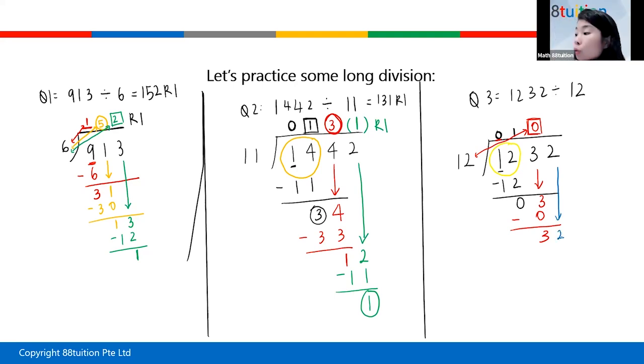So I have 32. 32 cannot be divided by 12. What is the closest number to 32 that can be divided by 12? Go through your 12 times table in your mind. What is the closest number? Hello, what is the closest number?